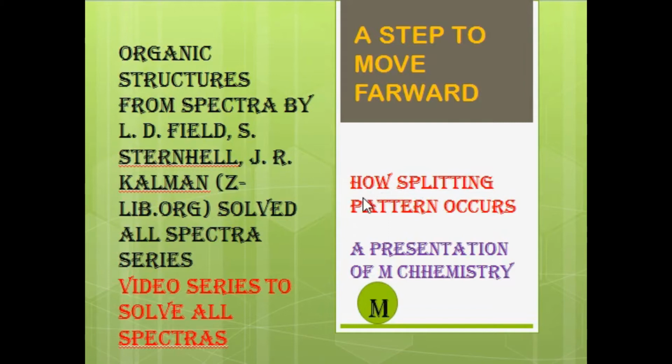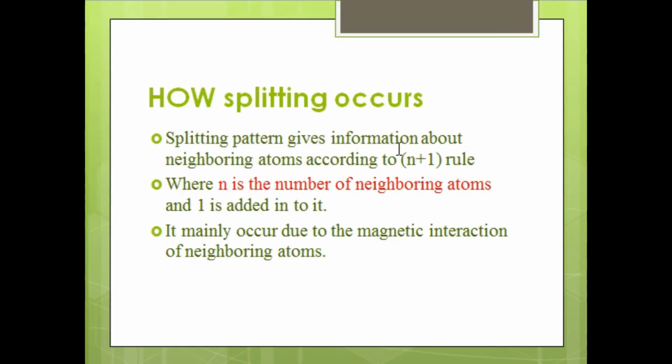Which is very interesting, and a lot of students find difficulty to learn it. This is how splitting pattern occurs. In the NMR spectrum, the important thing is the splitting, because the splitting gives us information about the neighboring carbon atoms. Now in this video we will learn how the splitting occurs in the NMR peaks. Let's move forward. Here, how splitting occurs.